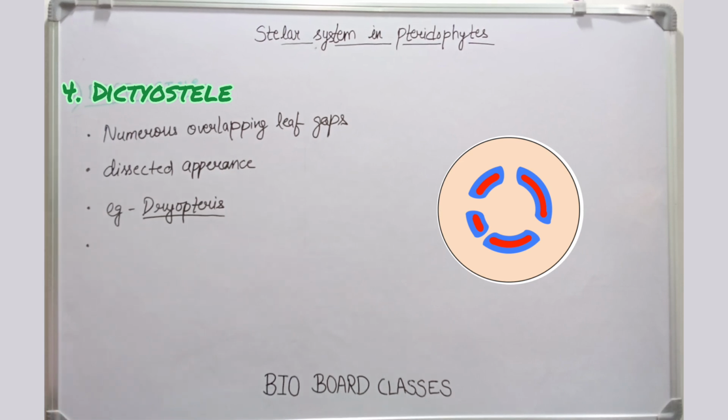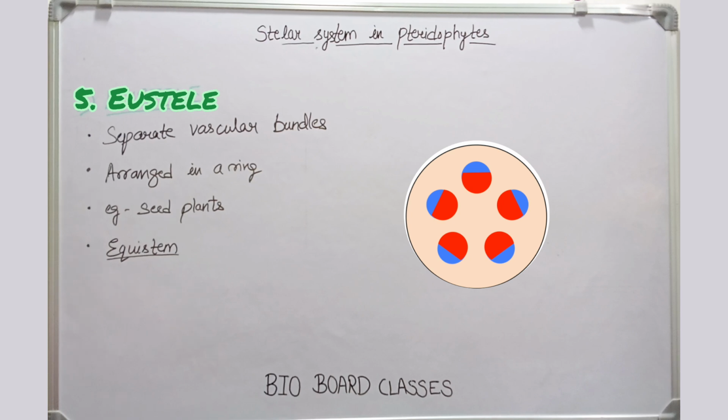Fifth is Eustele. Eustele is typically found in seed plants but also seen in advanced pteridophytes like Equisetum. Here, the vascular bundles are separate and arranged in a ring. It is characteristic of seed plants like Gymnosperm and Angiosperm.